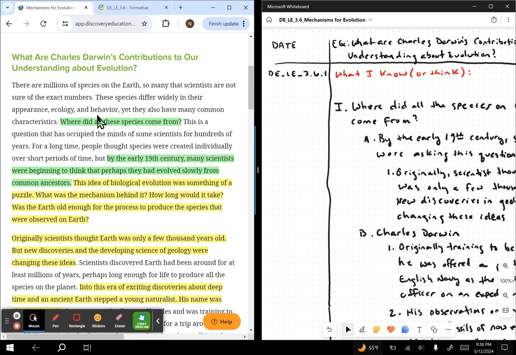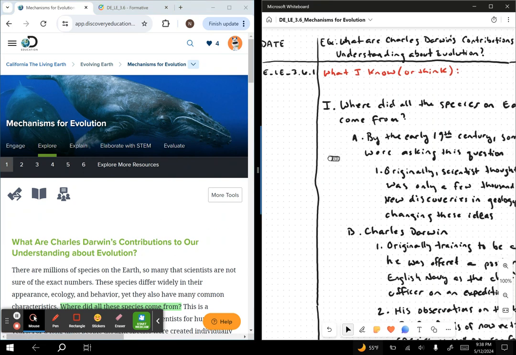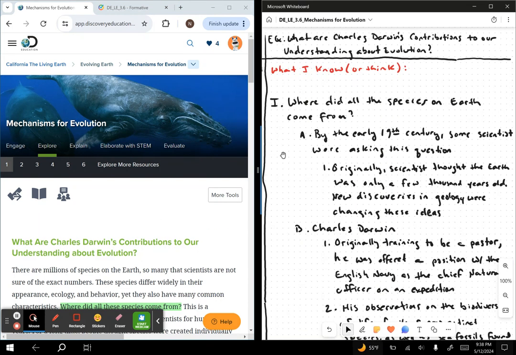Draw out your Cornell note template. Make sure you put the date. Put your reference, Discovery Education, Living Earth 3.6, and we're looking at Explore number 1. See that 1 there correlates to the 1 over here. Okay, and tell me what you know or what you think. Who was Charles Darwin? Was he important? What were his contributions?